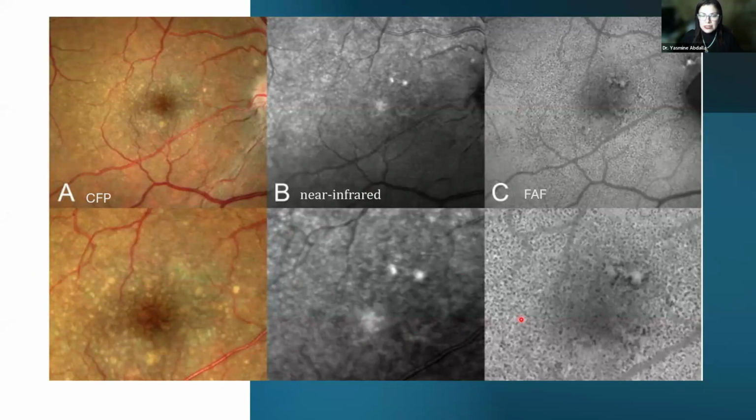And the autofluorescence image here shows the small hypoautofluorescent dots that may represent summation of both thinning of the underlying RPE and focal areas of RPE degeneration. So remember, the APCs can kind of cause RPE thinning.